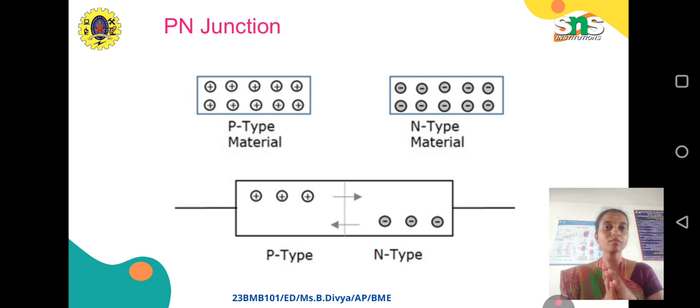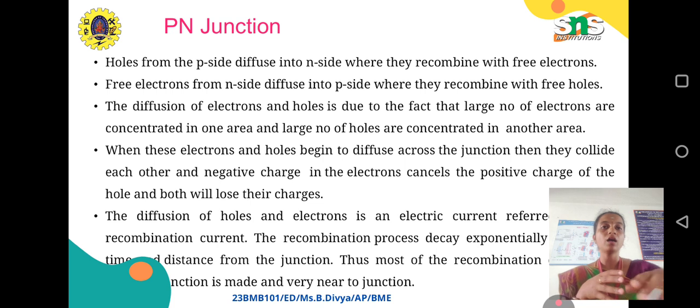We'll have electrons and holes, they will get recombined with each other, and we'll have a conduction, a recombination of electrons and holes, so we'll form a PN junction diode there. How these electrons and holes get combined, how the recombination process is done, and what is the purpose of this PN junction diode.